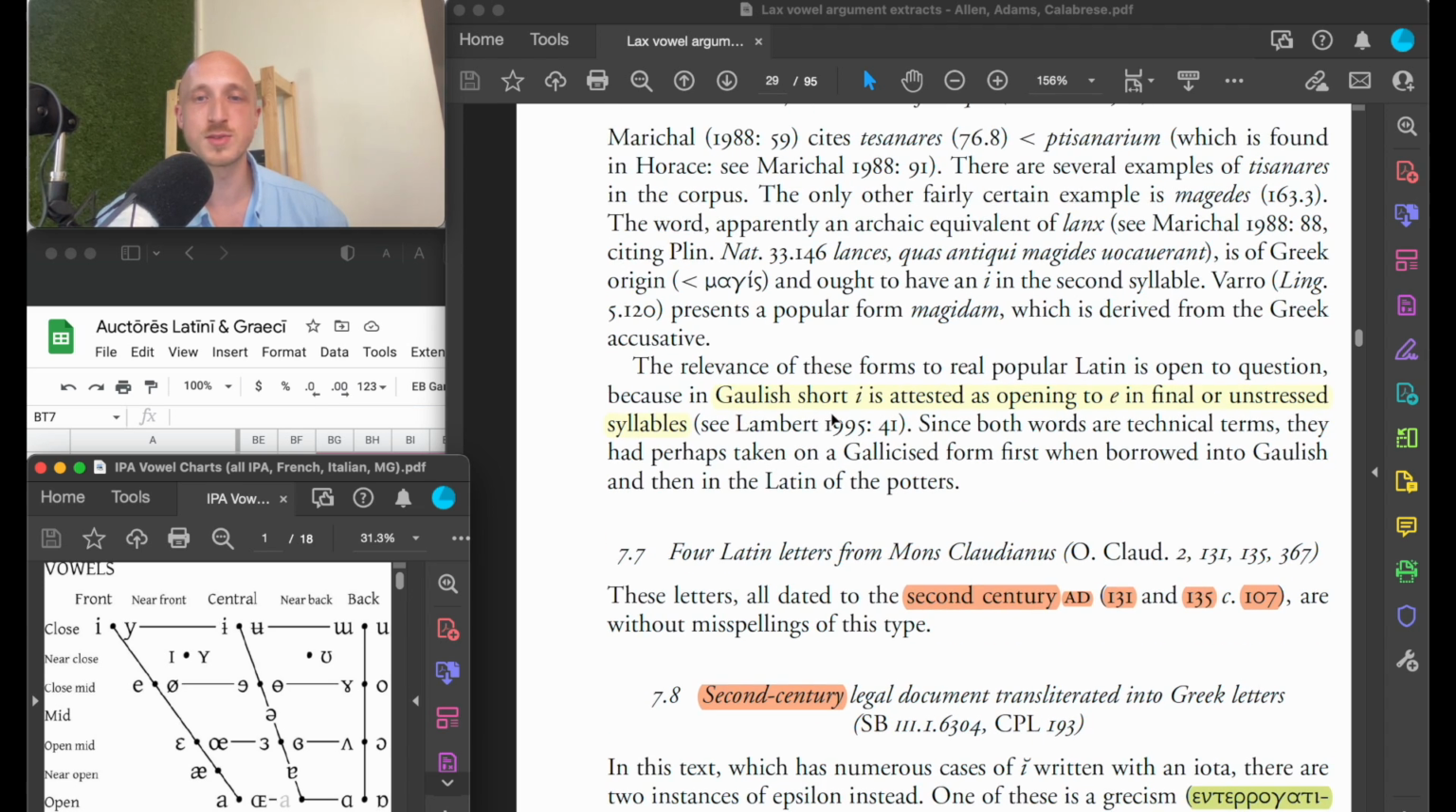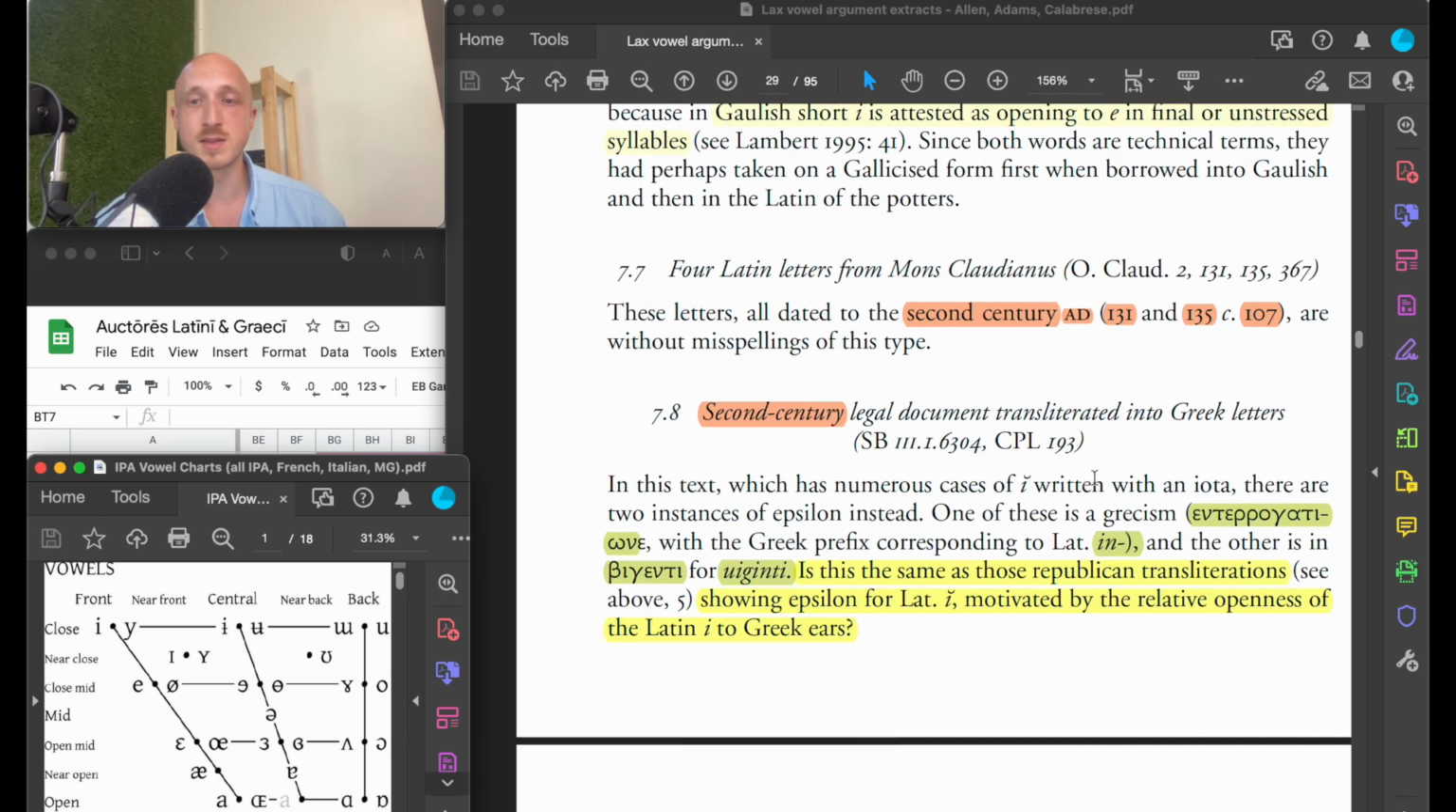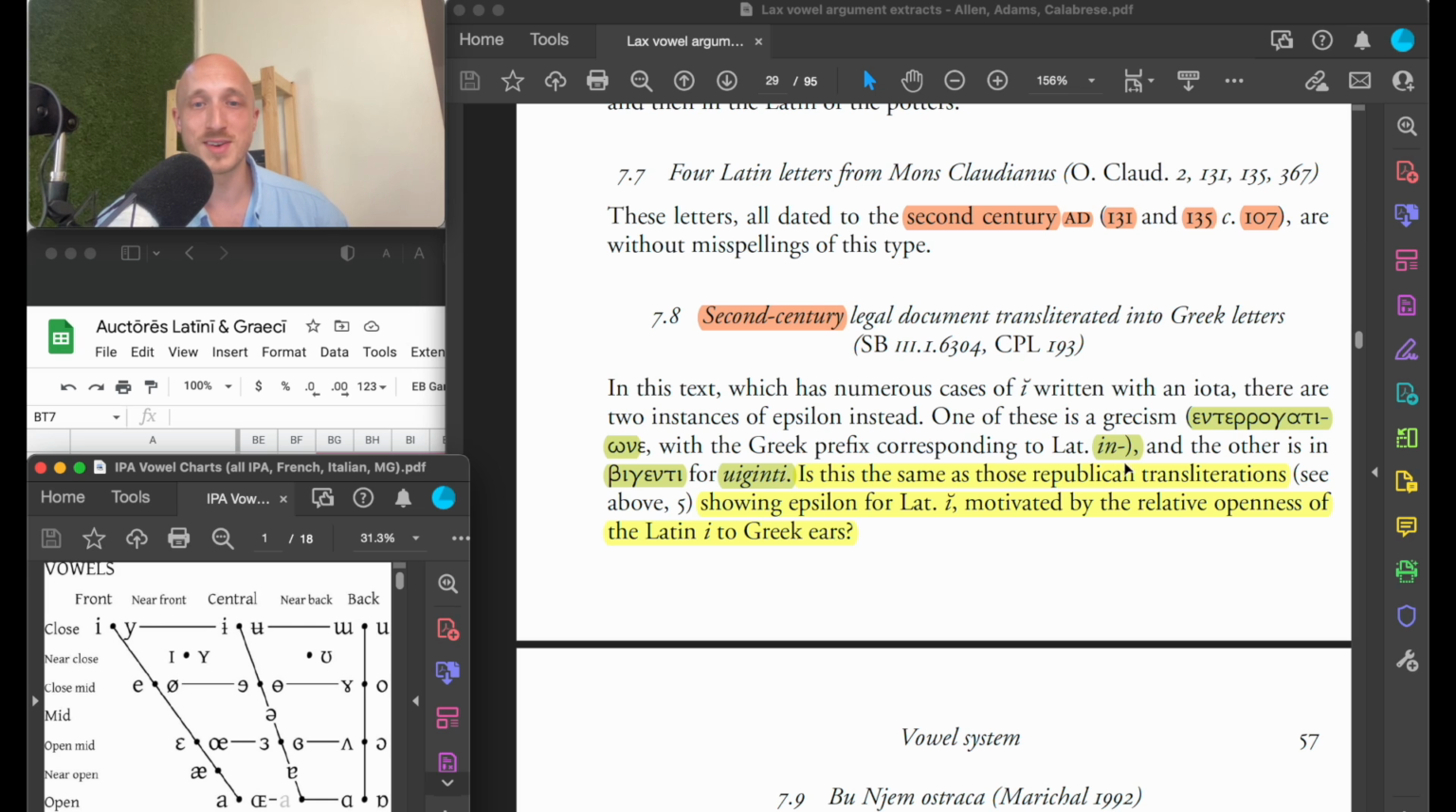Another text, Gaulish: short e is attested as opening to e in final or unstressed syllables. That's very interesting. In the 4 letters from Mons Claudianus, these are 2nd century, and there are no misspellings of this type. In a 2nd century legal document we have Greek words like this, interrogatione. And we see en, again, could be just a Greek-ism to make it look like Greek instead of in. And also vigenti for viginti.